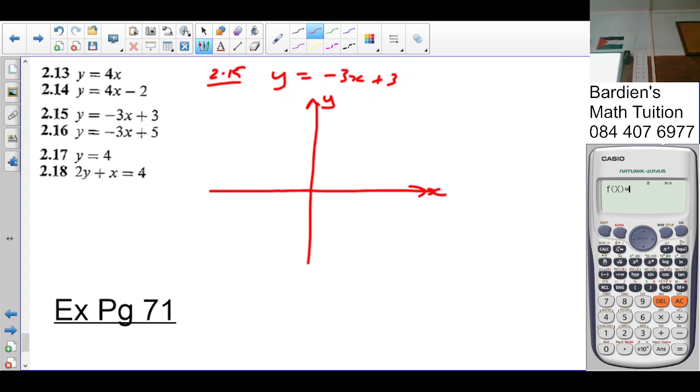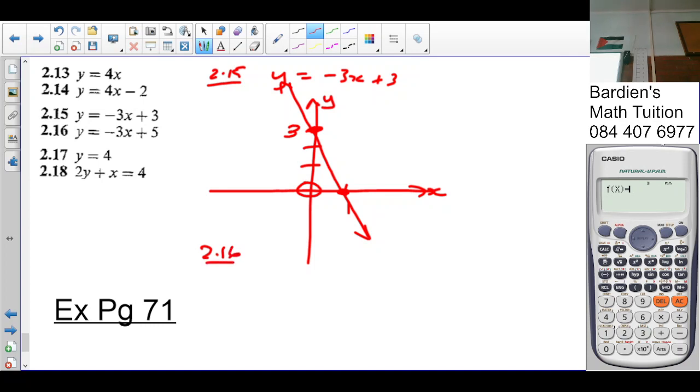Okay, so what's your y-intercept here? 3. 1, 2, 3. And your x-intercept was? 1. Again, going through that point there and this point, your ruler line with a ruler. Okay. Don't forget to write your origin in there.